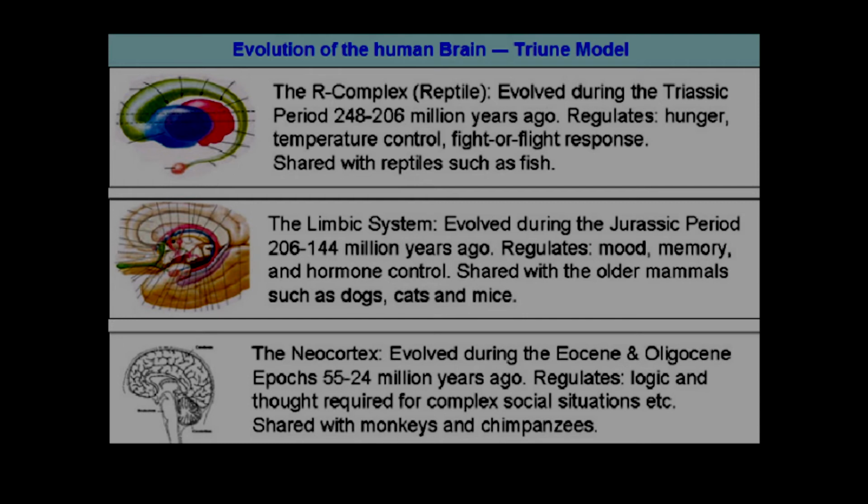The limbic system, which is the second part of our brain, evolved during the Jurassic period, some 260 to 144 million years ago, regulates mood, memory, and hormone control, shared with older mammals such as dogs, cats, and mice. And then, last but not least, of course, the neocortex, that which makes us truly human, evolved during the Eocene and Oligocene epochs, 55 to 24 million years ago, regulates logic and thought required for complex social situations, etc., shared with monkeys and chimpanzees.